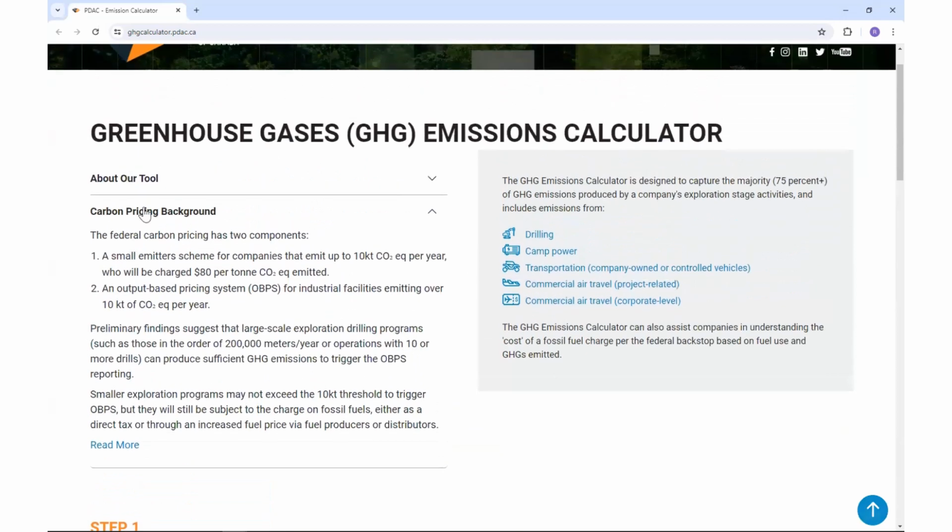The calculator is designed to capture the majority, over 75%, of the emissions produced by a company's exploration stage activities. This includes 4 project-level activities: drilling, camp power, transportation in company's owned vehicle, and commercial travels to and from the project. And in addition, the calculator enables to separately measure emissions from the commercial travel in the corporate level, which are not directly related to the project.